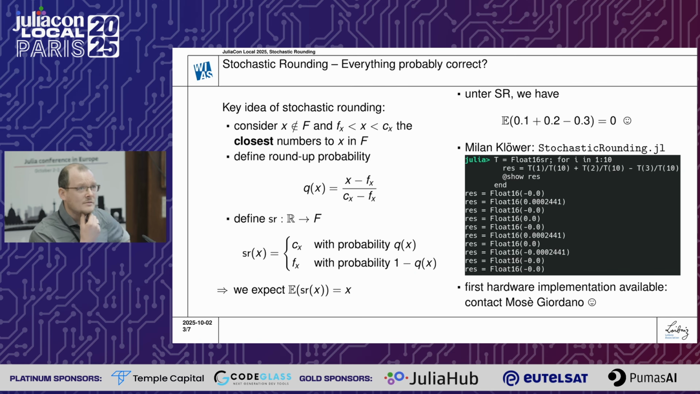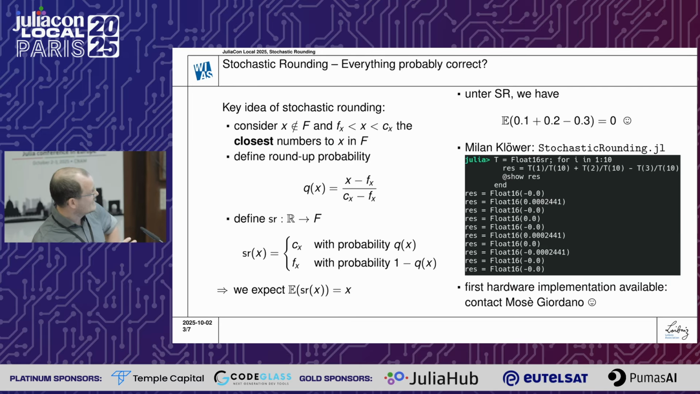Can stochastic rounding fix everything now? So is everything probably correct now? The idea is pretty simple. It's a bit formulated mathematically. For every number x that's not in the set of floating point numbers, so that needs to be rounded, I have a floor and a ceiling, so like an f and a c. And the idea is I decide whether to round down or to round up by a round up probability. And this is the relative distance.